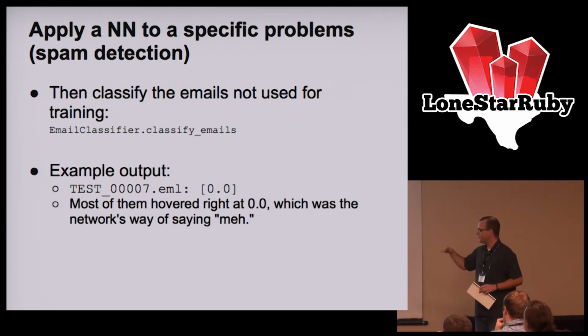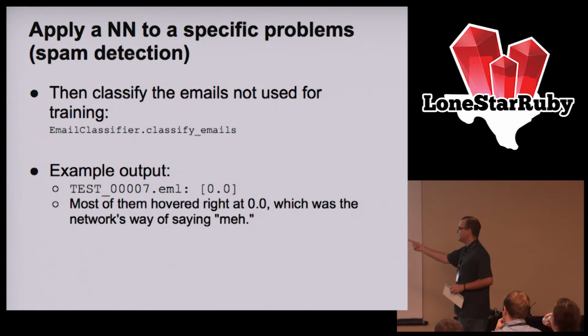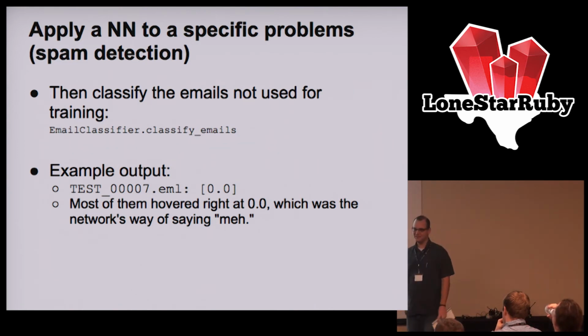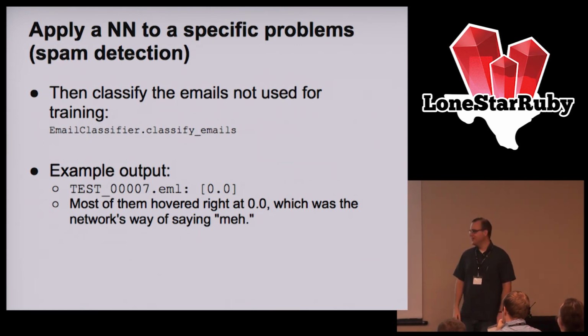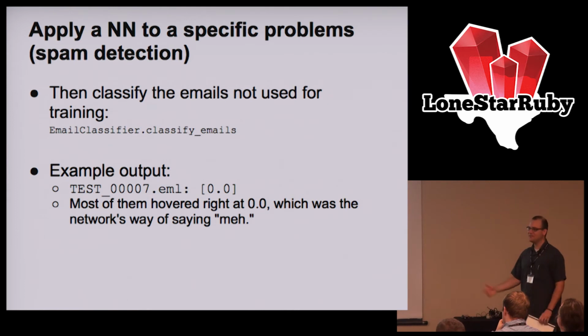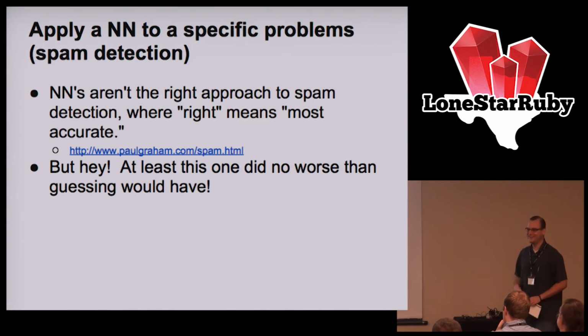And the way I did that was when it was training, a positive 1 meant it was a ham, a negative 1 meant it was a spam. So as an example, when I actually gave it some new stuff to look at, it hovered right at 0, which was the network saying, I don't know. So in this particular example, it worked about as well as random guessing would. But hey, at least it did no worse than random guessing, right?